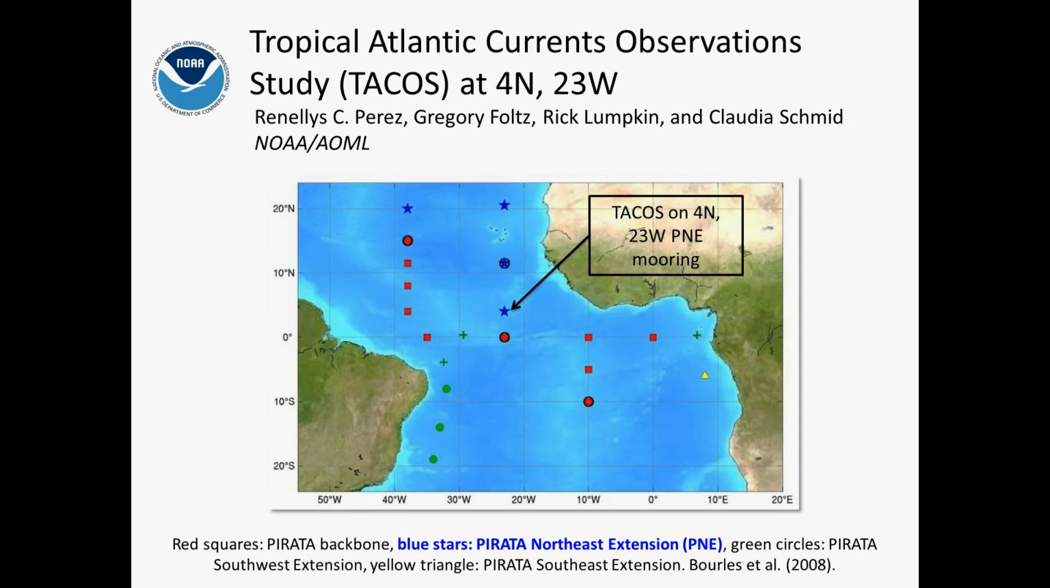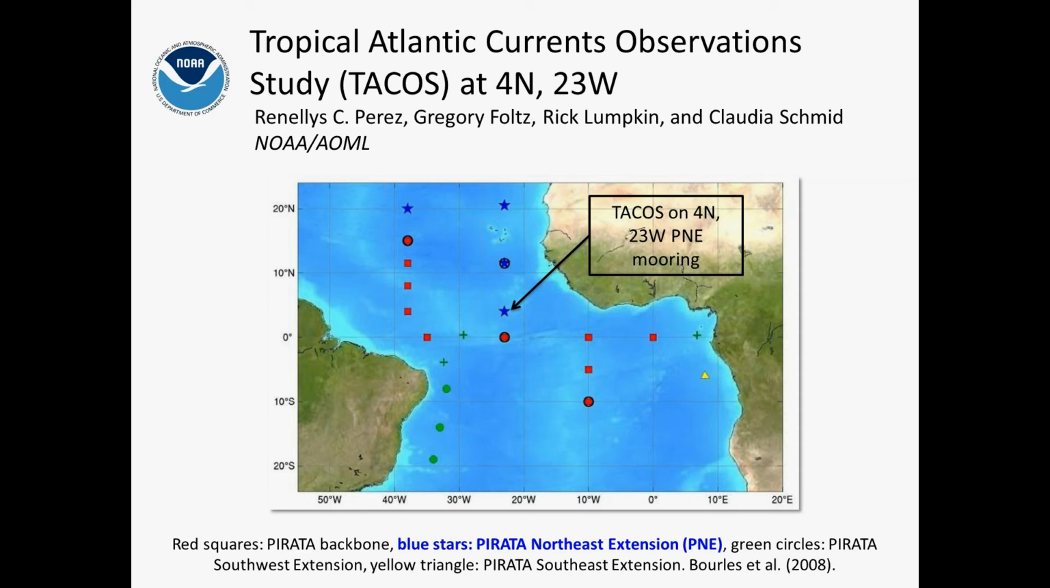This schematic here is showing you the PIRATA array, which is a collaboration between France, the United States, and Brazil. The U.S.-led contribution to PIRATA, which is funded by NOAA, are these blue symbols here, which is the PIRATA Northeast Extension. And our TACOS program is overlaying on the 4 North 23 West mooring.